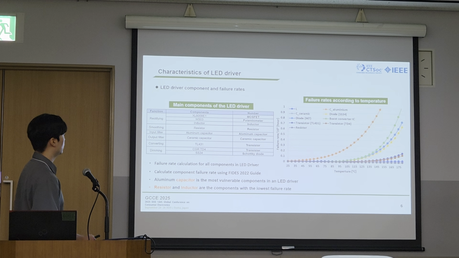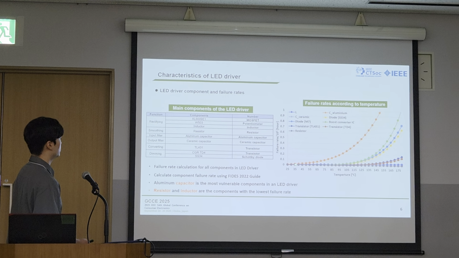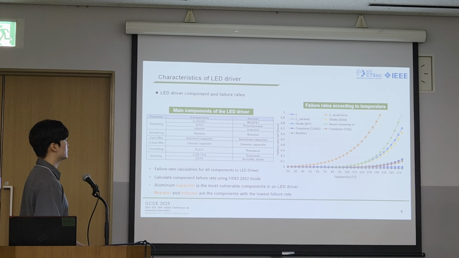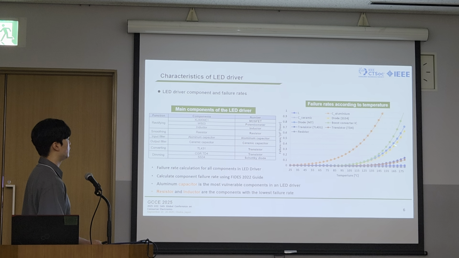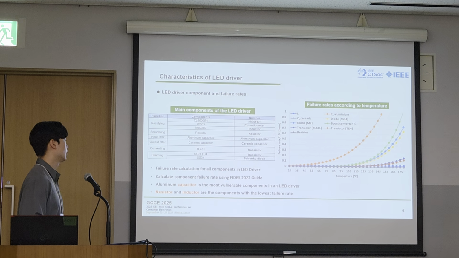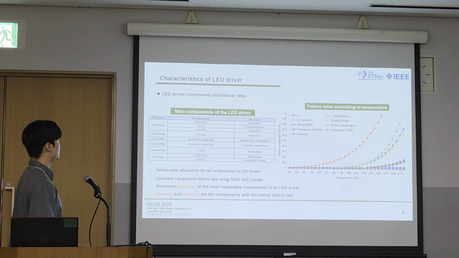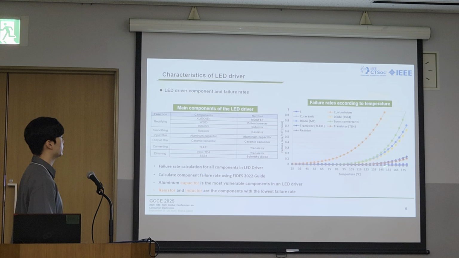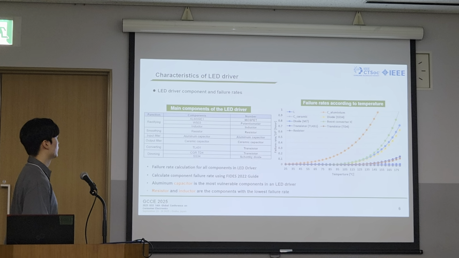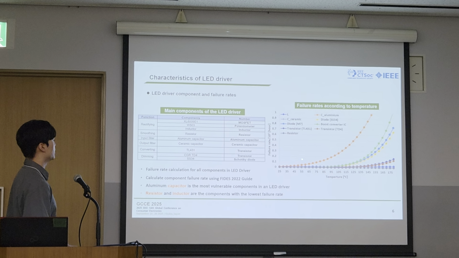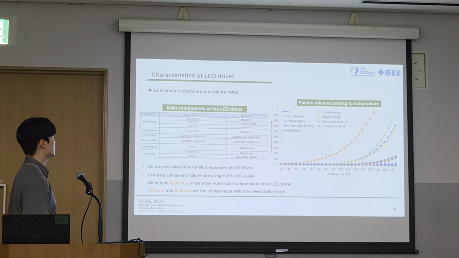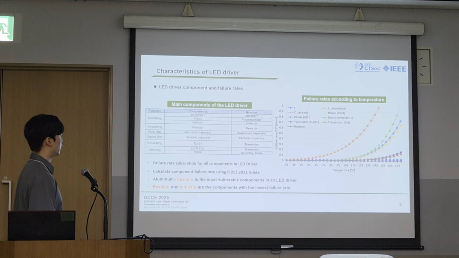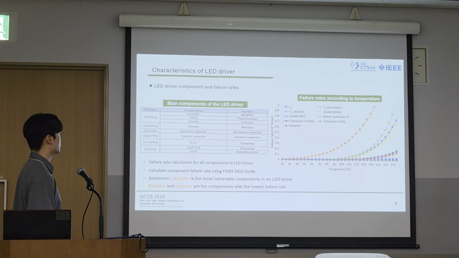As you can see, the aluminum capacitor is the most vulnerable component in an LED driver. The next most vulnerable components are the boost converter IC and diodes. In contrast, the resistor and inductor are the components with the lowest failure rate, even as the temperature increases. This is because the aluminum capacitor contains electrolytes which are sensitive to thermal stress. But the resistor and inductor are less sensitive to thermal stress.